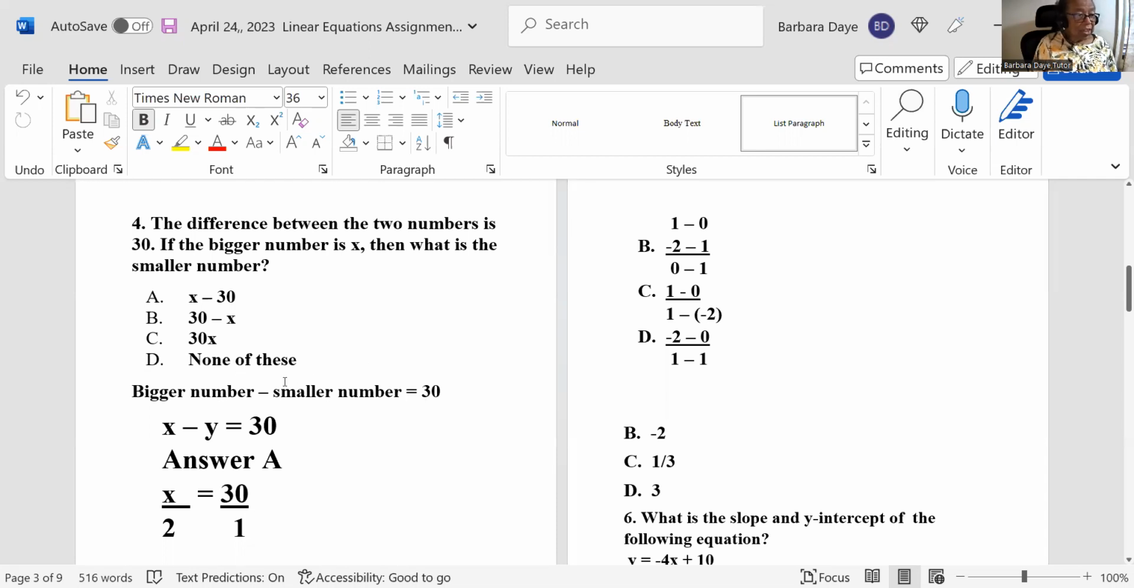So just take this, and you don't really have to put the X and Y. You could just say smaller number is equal to what? Bigger number minus 30. That's a minus. So if you add, then it would be smaller number on the right equal to bigger number minus 30. And that's the X minus 30. Comprehend it? Yes. Questions? No, thank you.